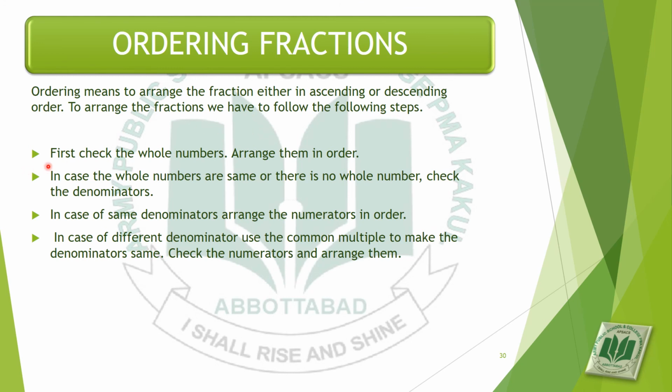The first is, check the whole numbers and arrange them in order. In case the whole numbers are the same or there is no whole number, check the denominators. In case of same denominators, arrange the numerators in order. And finally, in case of different denominators, use the common multiple to make the denominators same. Check the numerators and arrange them.